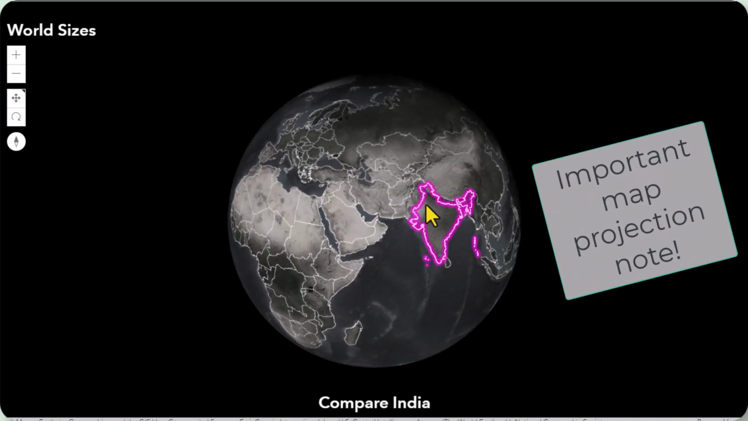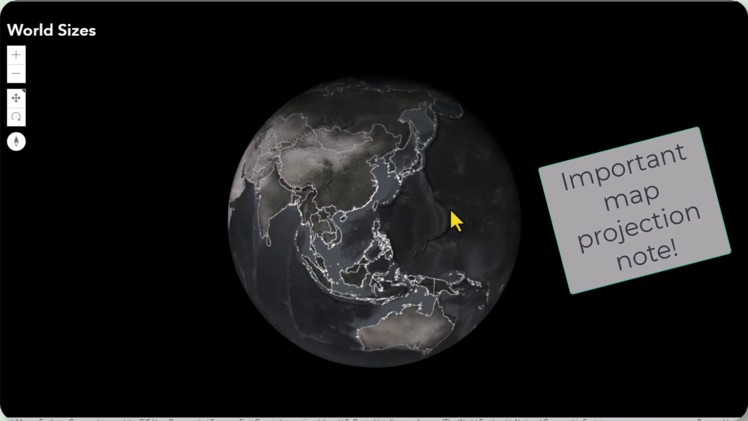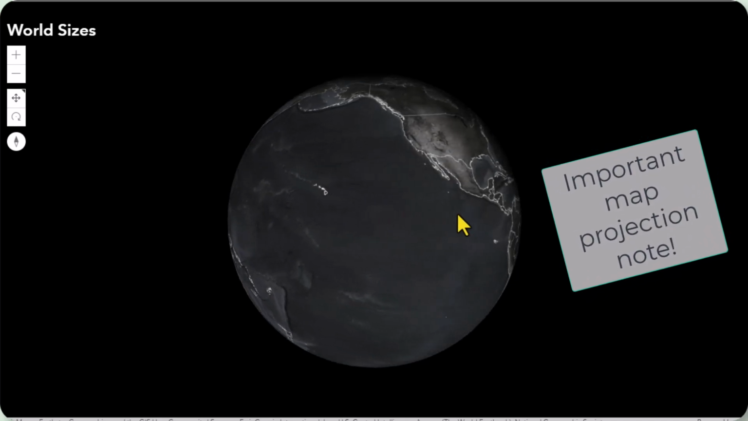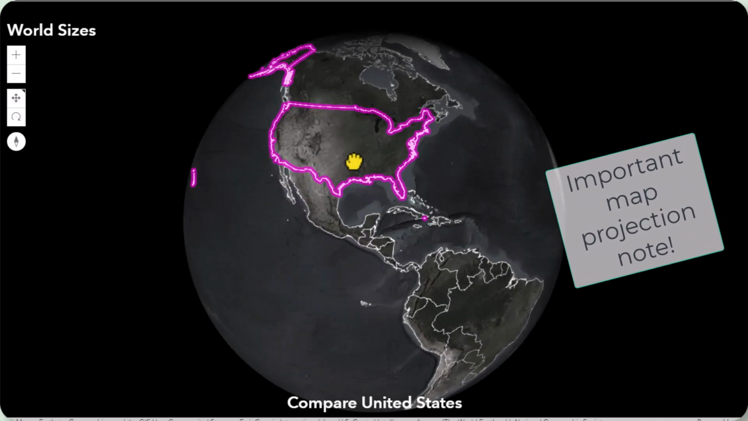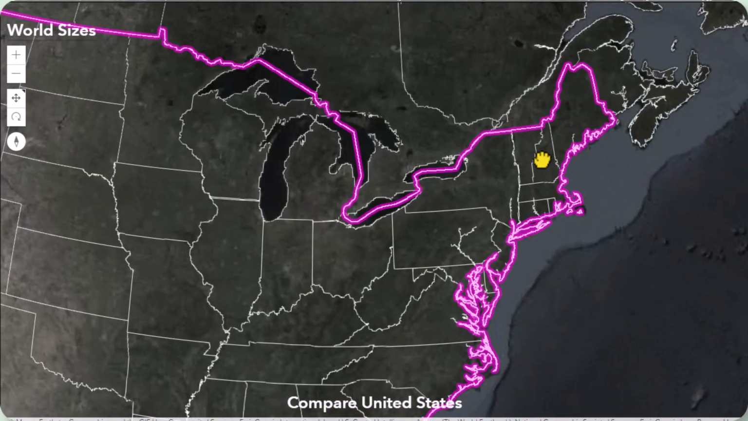So your measurements and your comparisons are going to be much more accurate than if you were using a 2D map, for example, cast on the web Mercator projection. Very important point for you students and also for faculty to convey to their students.